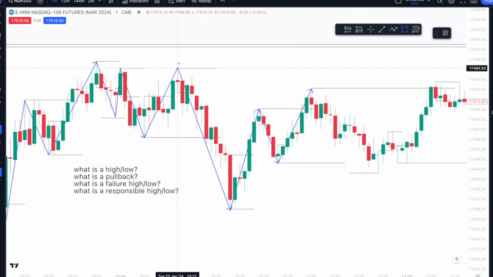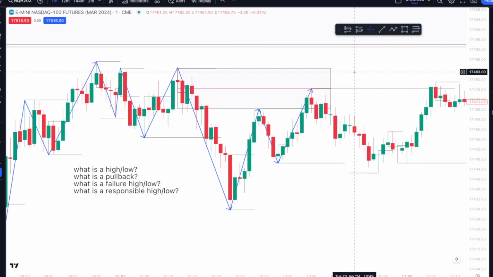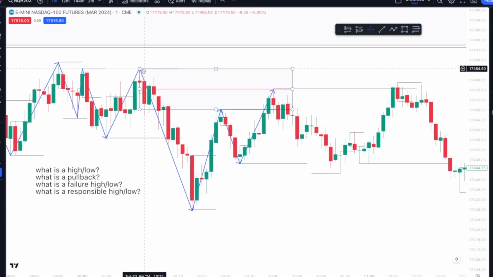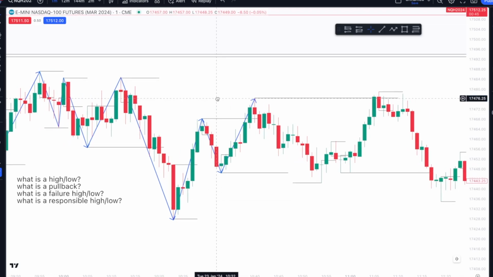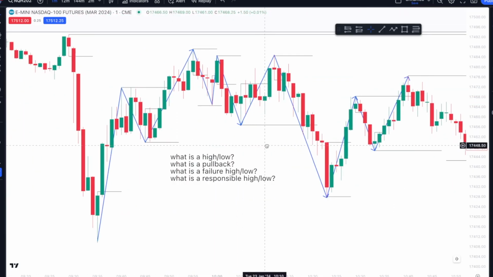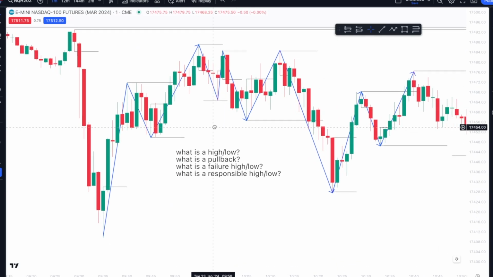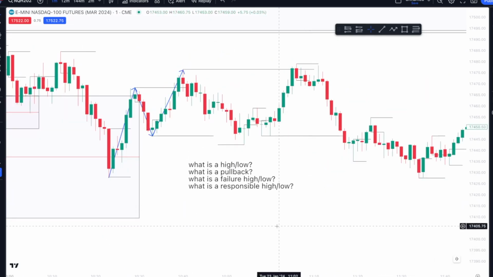Now, if you know anything about the invisible zone, you know what I'm about to draw right here. To the tick, as you can see, the invisible zone is drawn between the responsible high and the failure high. This is a responsible high because it sent price down below the low that it came from. This is a failure high because it did not send price down below the low that it came from. And we draw the invisible zone between the responsible and the failure high. I probably sound like a broken record, but I mean, it's going to pay your bills, so just deal with it for now, please. Let's just make a quick review one more time.